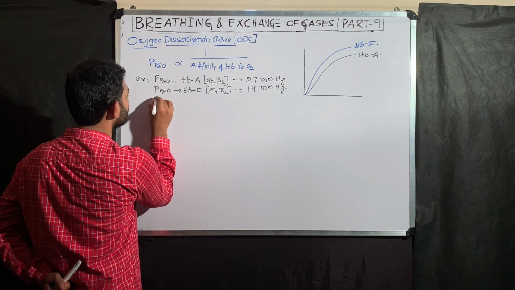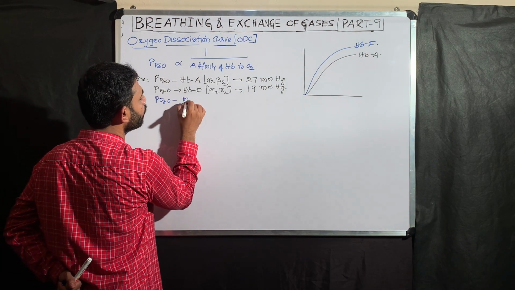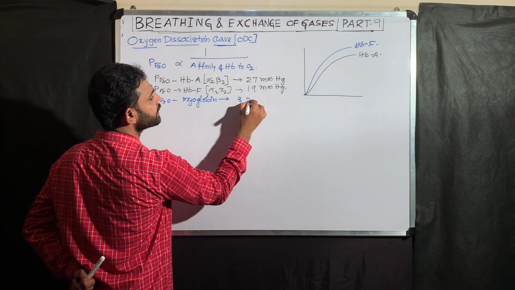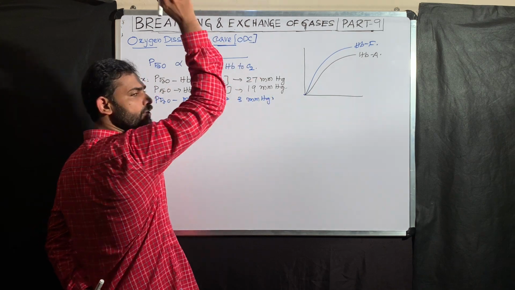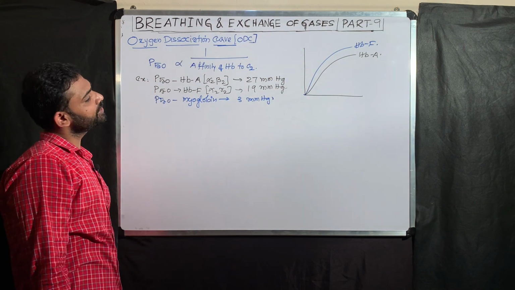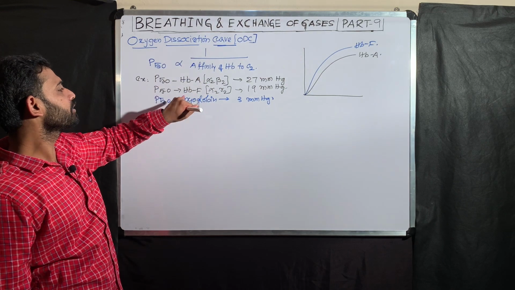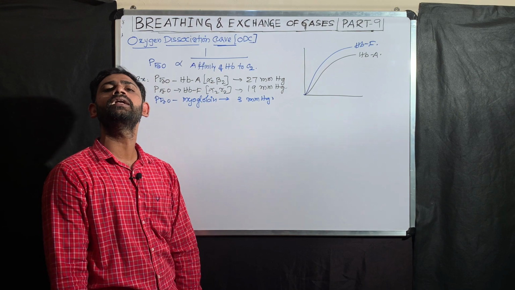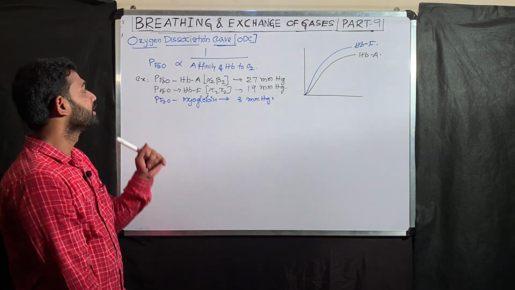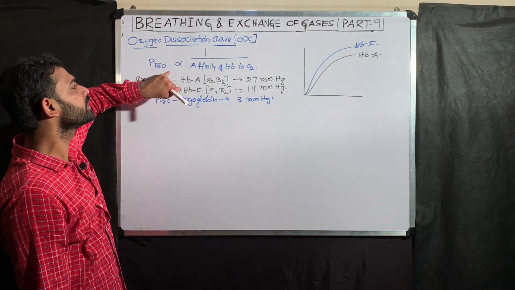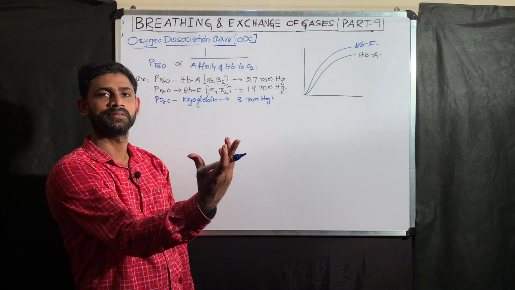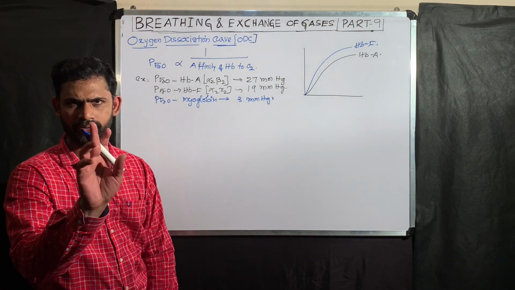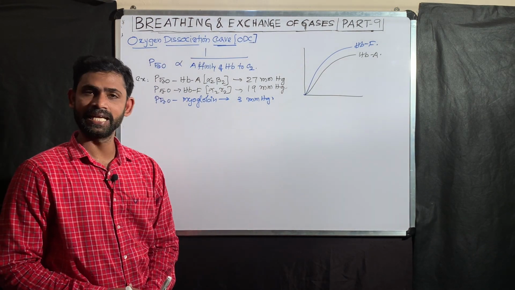I will give one more example. The P50 value of myoglobin, which can also combine with oxygen, is 3 or 3.5 mmHg. See how much difference there is. Comparatively, myoglobin has a very strong affinity for oxygen. Because this P50 is inversely proportional to the affinity between the corresponding protein and the oxygen. You have to remember this point for all India exams, NEET exams.